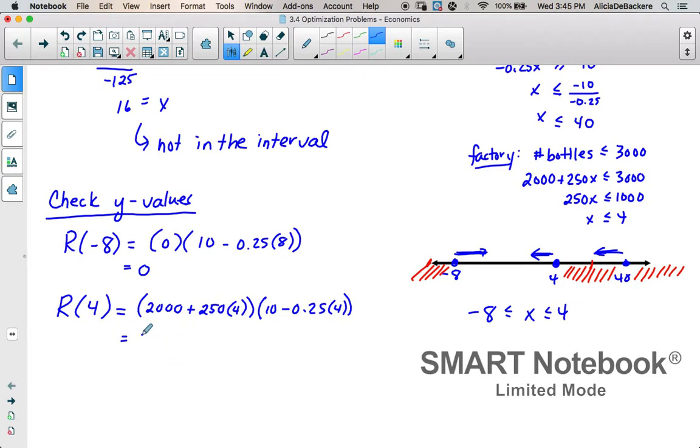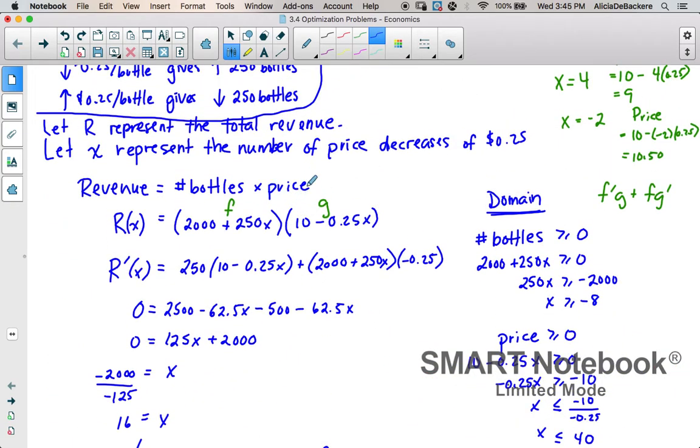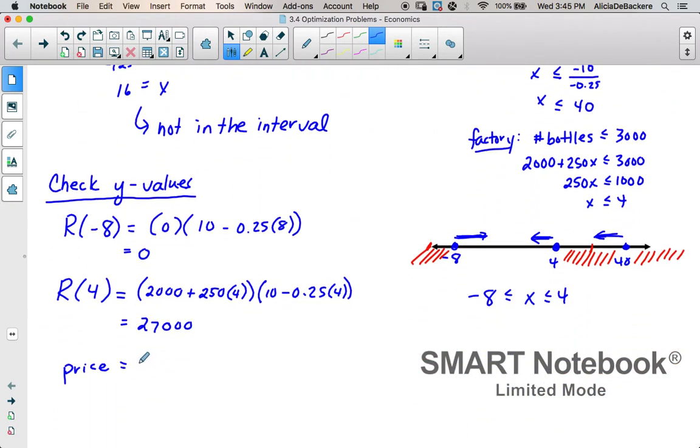And when I calculate that, I come out with $27,000. That sounds better. Now the question here asks me, what should the company charge so that they earn this maximum revenue? So for my summary statement, I do have to figure out what the price is. And remember from up here, our price equation is this second bracket, 10 minus 0.25x. And so I am going to be subtracting $1, and I get $9 per bottle.